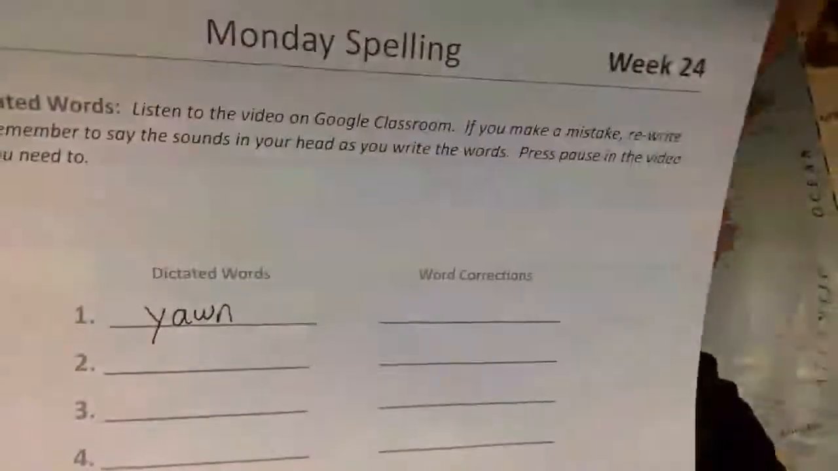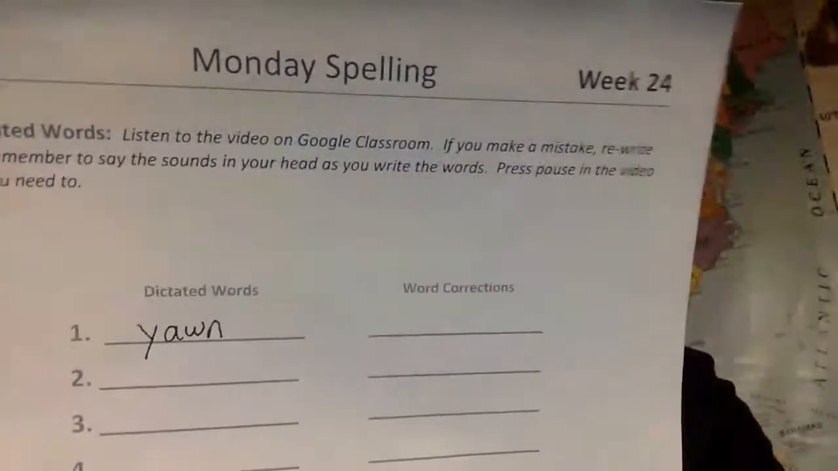Now, let's get with our first word. Our first word is yawn. I will yawn if you do. Yawn. Let's count the sounds. Y, aw. 3. Yawn. Okay. One syllable. Yawn. Ready? Check it. Here it is. Fix it if you have to. Pause it if you need to. Make sure you fix it.